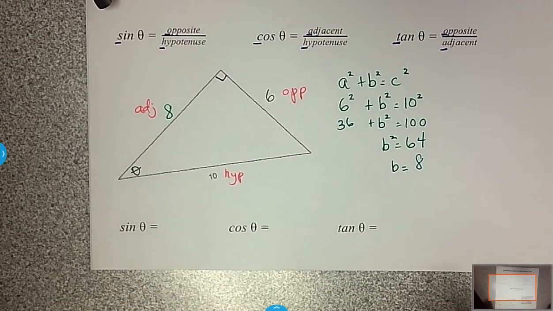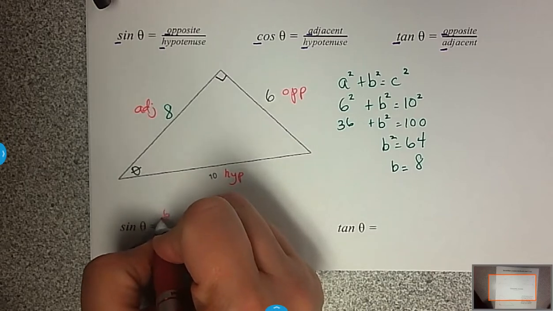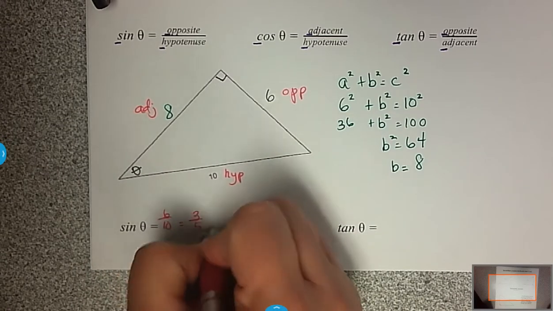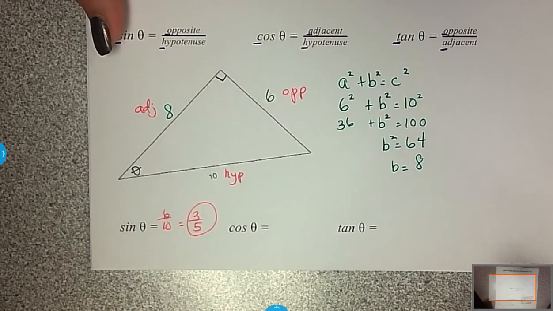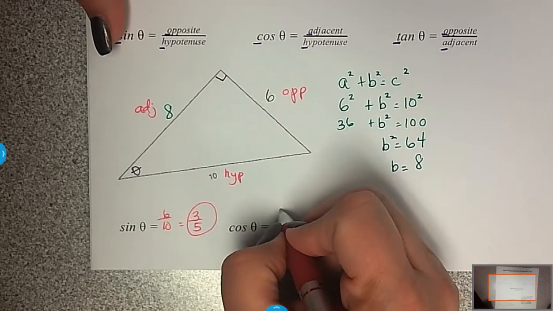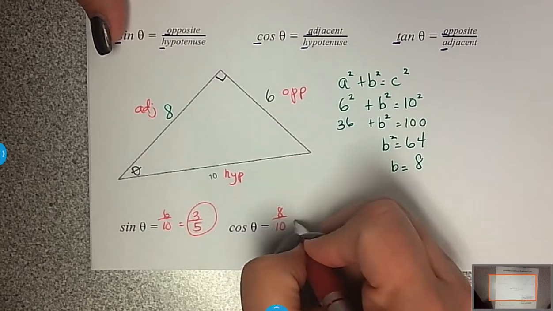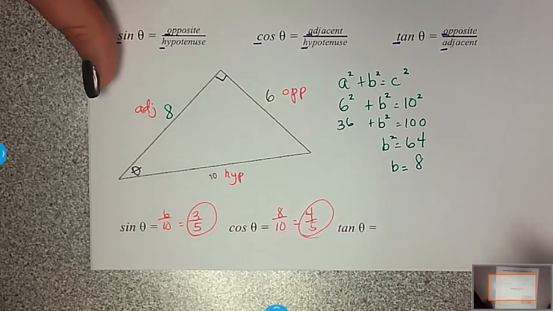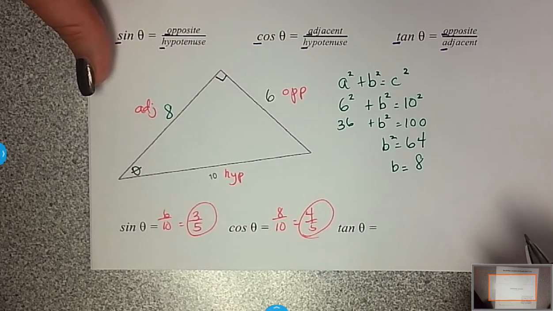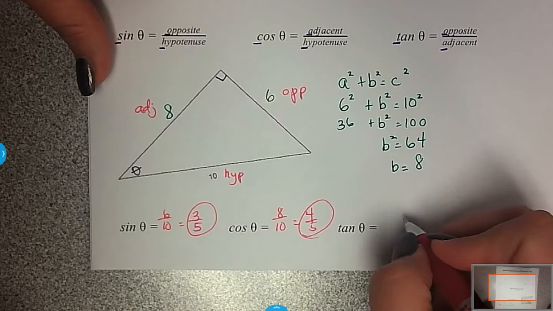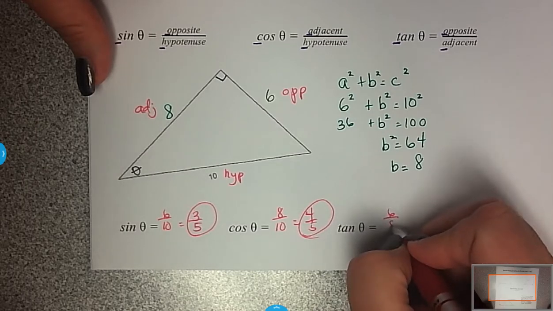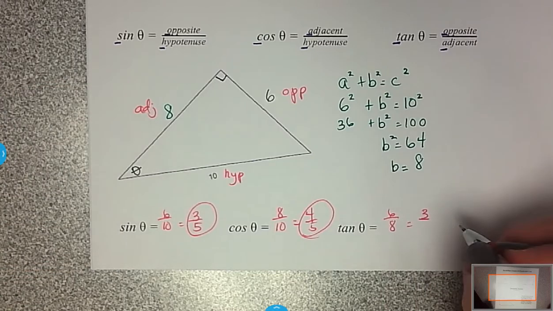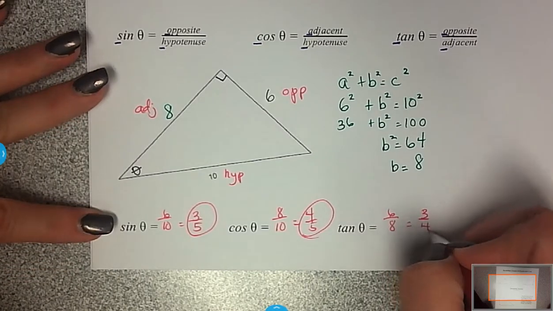All right, so sine is opposite over hypotenuse. So I'm going to put 6 over 10, reduce that to be 3 over 5. Cosine is adjacent over hypotenuse. So 8 over 10, reduce that, means the cosine of theta is 4 over 5. And the tangent is opposite over adjacent. So 6 over 8 reduced gives me 3 over 4.